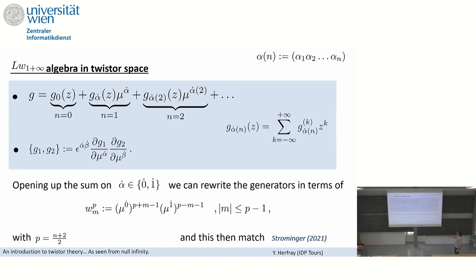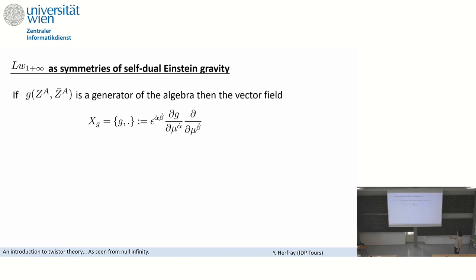In particular, if you want to recover the Strominger picture, what you should do is take these mu's and expand on the alpha dot indices. Then you get this other generator. This gives you a dictionary between the paper and this realization, which is critical.